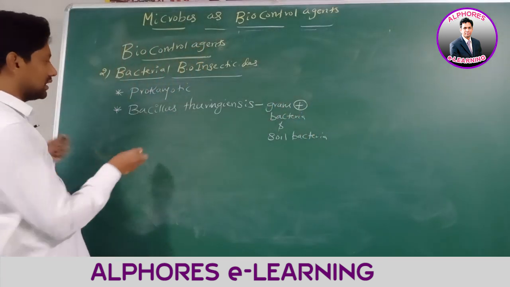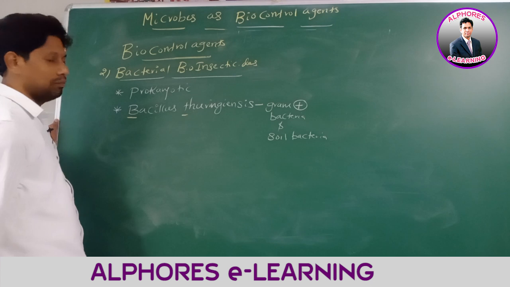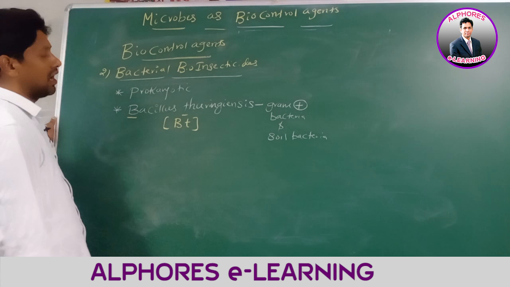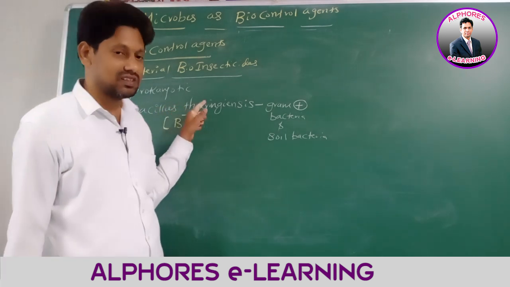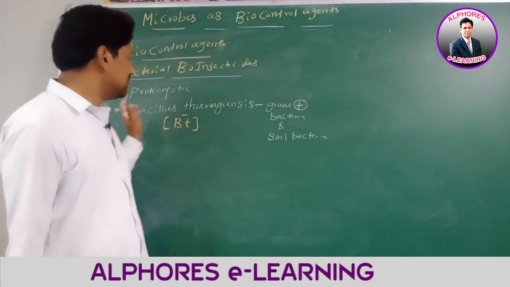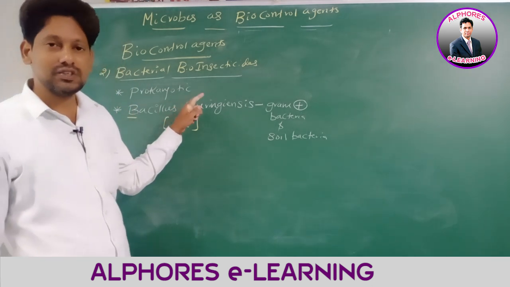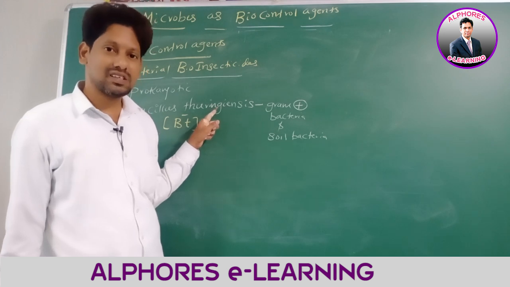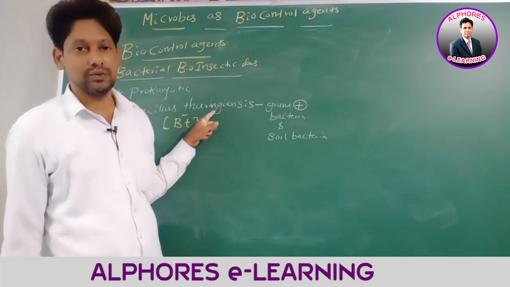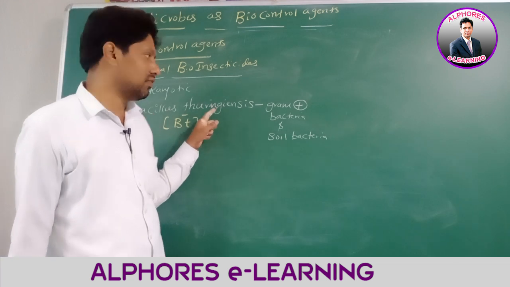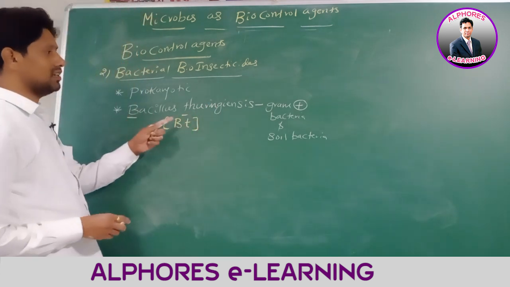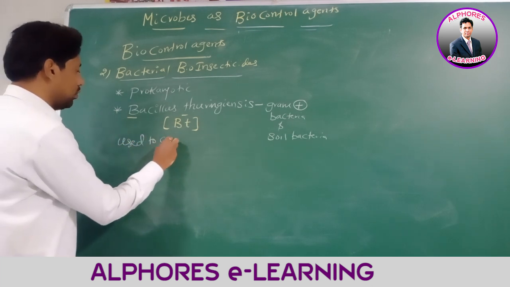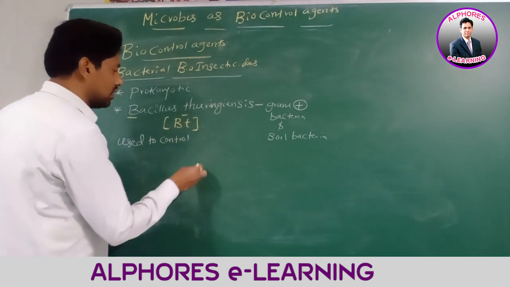In short, we write this as BT. Therefore, BT stands for the bacterium Bacillus thuringiensis. This Bacillus thuringiensis is used to control caterpillars of butterflies. Therefore, Bacillus thuringiensis is used to control what?